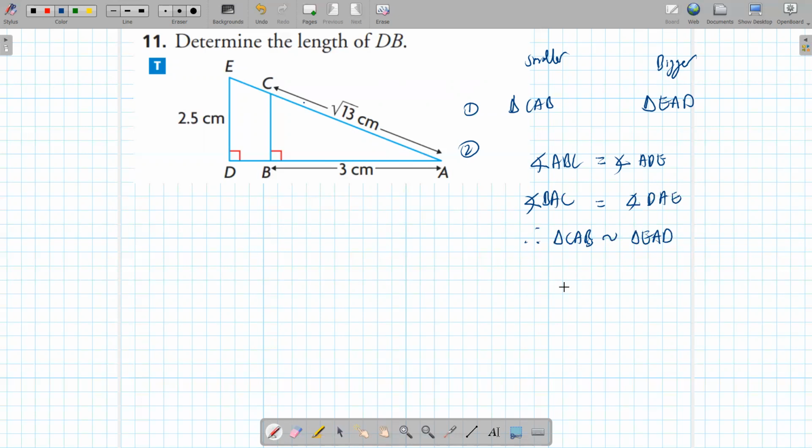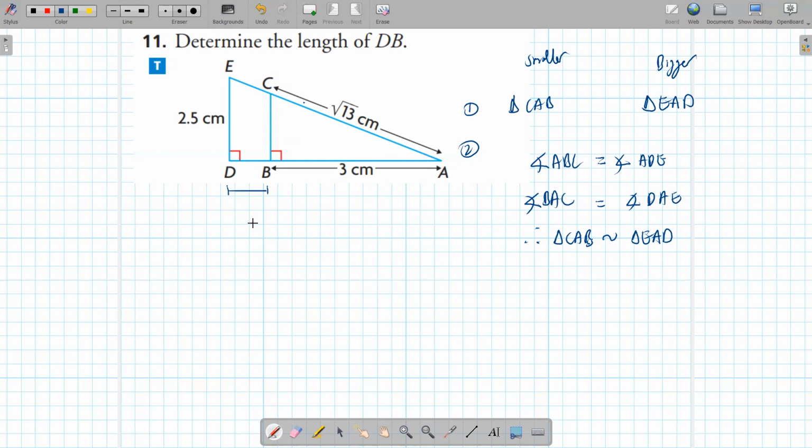Any ideas on how to do this question now? We're trying to find D to B. You can't find that straight up. Step one, you're gonna need to find the scale factor. Now notice they have not given us any two sides, so we can't find the scale factor straight out.